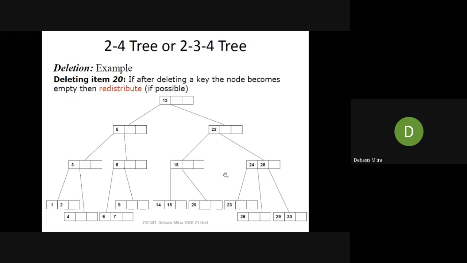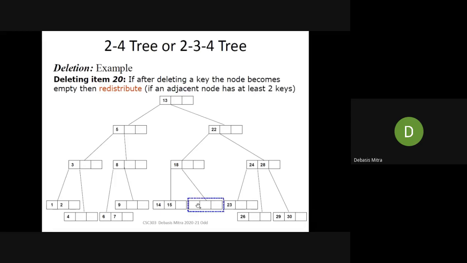Now the next deletion, of item 20. So again we will locate it. We will start from the root, we will follow this, then we find that 20 is less than 22, so we will come here, then we find that 20 is greater than 18, so we will come here, and we find that 20 appears in this leaf node. Now after deleting 20, we see that there is an underflow in this leaf, because the leaf was containing only one element before the deletion.